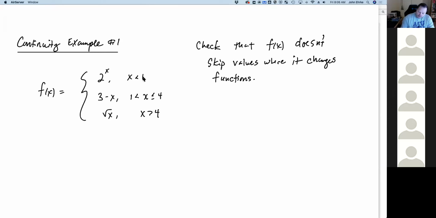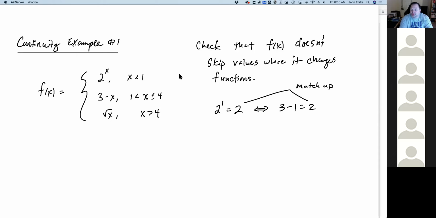So if I look, I've got 2 to the 1 is 2. I'm going to compare that with 3 minus 1, which is also 2. So it seems like they match up in value, right? They're both 2. But why is this discontinuous at 1? Does anybody want to say? So even though they match values at 1, why is it still discontinuous there?